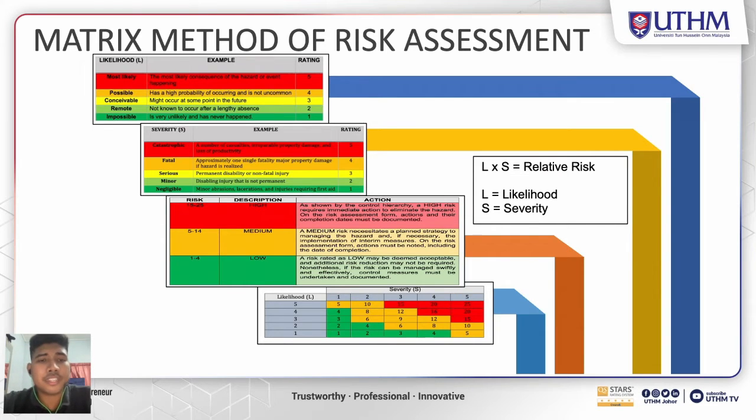For the severity, number 1 is negligible, where there are minor abrasions, lacerations and injuries requiring first aid. Number 2 is minor, that causes a disabling injury that is not permanent. Number 3 is serious, permanent disability or non-fatal injury. Number 4 is fatal, approximately one single fatality, major property damage if the hazard is realized.